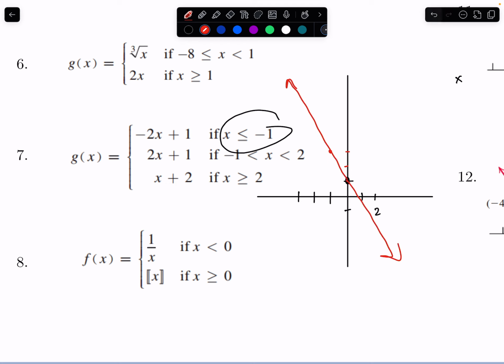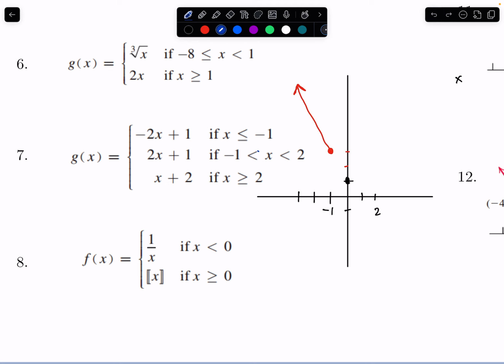So my graph of the line should look something like this, right? But remember, this is only for -1 and onwards to the left. So I should start from the x value of -1, and then onwards to the left. So that should look something like this. Okay, that takes care of this portion of the line.